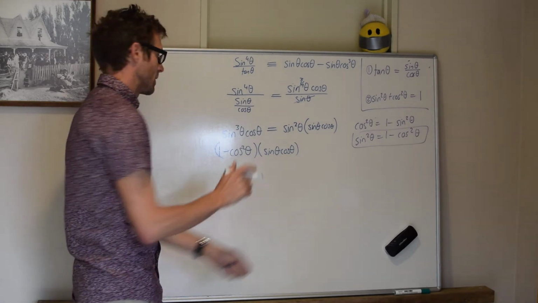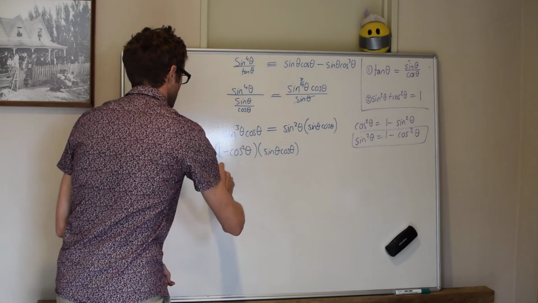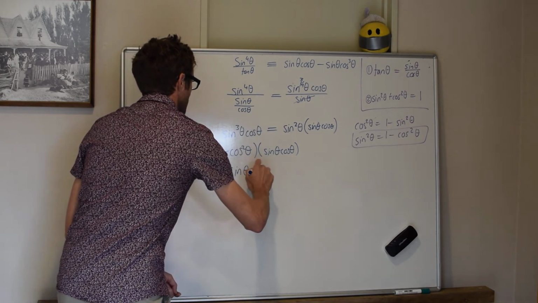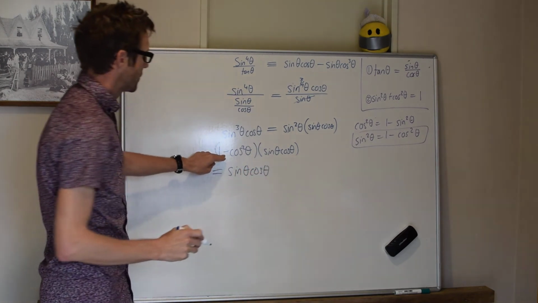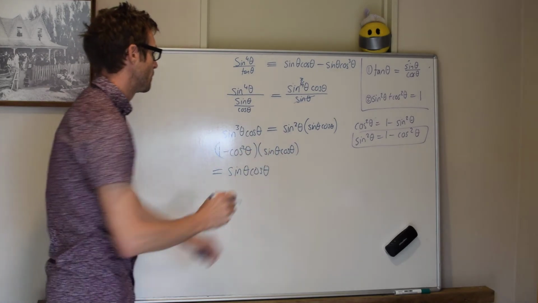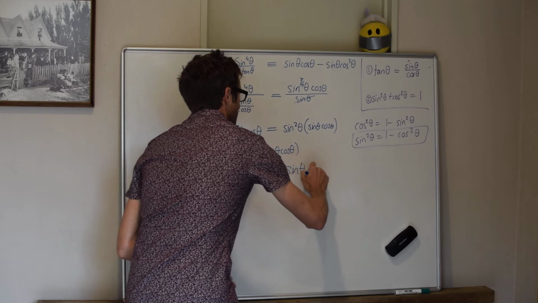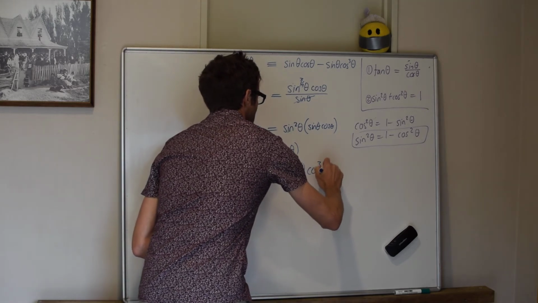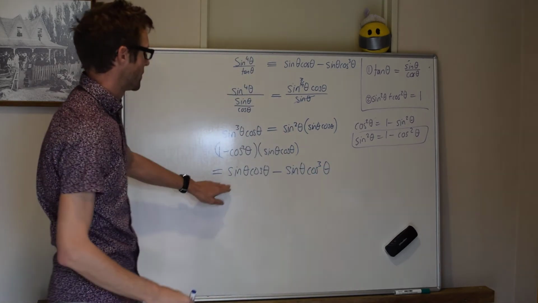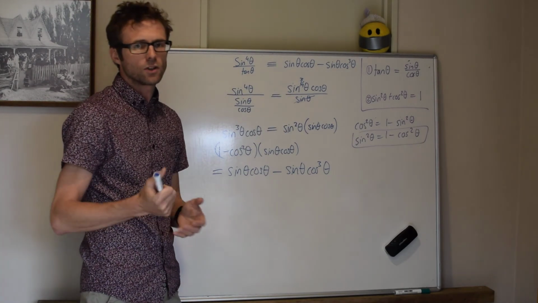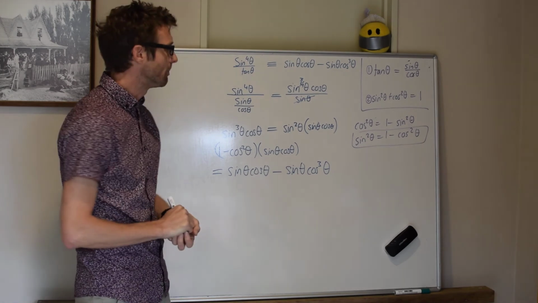Okay, now let's expand the bracket. 1 times this is sine theta cosine theta, minus cosine squared theta times this will be minus sine theta cosine cubed theta, which is what we wanted to prove. So we're done. Okay, keep those questions coming. It's great to hear from you.